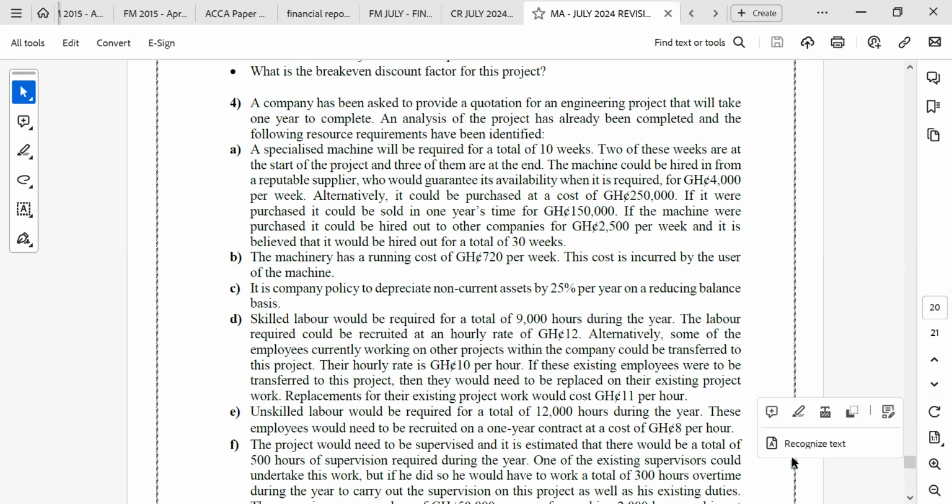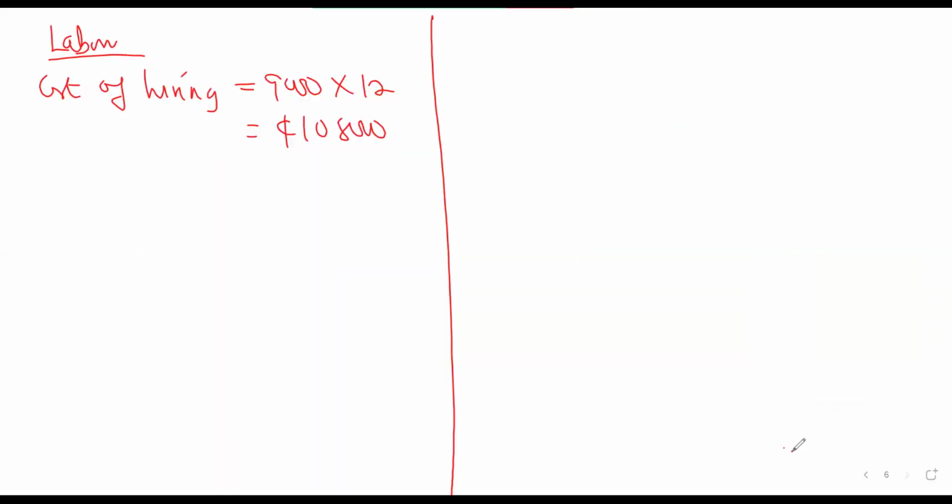11 cedis per hour. Yes, you are going to be incurring 11 cedis. What is the cost coming in because of the decision that you are taking? The people are currently taking 10 cedis, but if you move them to the project, you are going to be replacing them at 11 cedis. Why are you replacing? It's because of the decision to transfer them to the project. So the cost of transferring them is now 11 cedis, which is the replacement cost. The replacement is coming as a result of that.